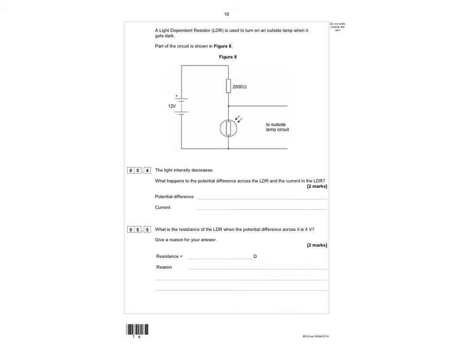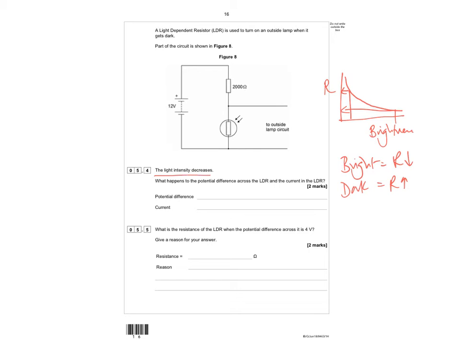So question 5.4, the light intensity decreases. So I'm not going to read any more. I need to now remember a graph. And one of the graphs for an LDR looks like this. And it tells us the resistance against the brightness, or the amount of light that there is. So in other words, when it's bright, the resistance is low. So bright equals resistance low. And when it's dark, that means the resistance is high. So in this case, we're looking at the light intensity decreasing. So I might just say getting darker.